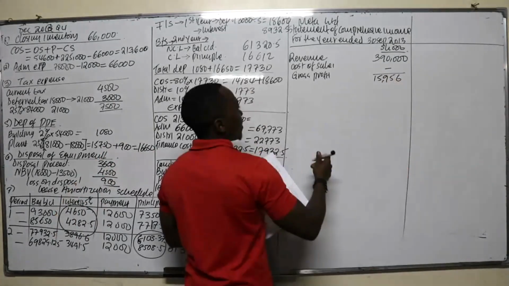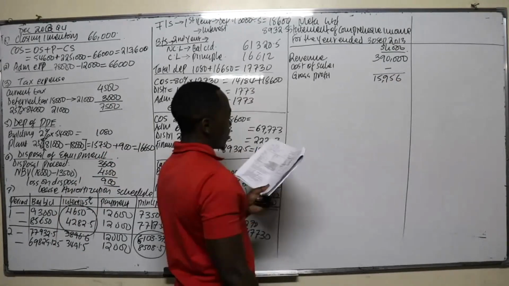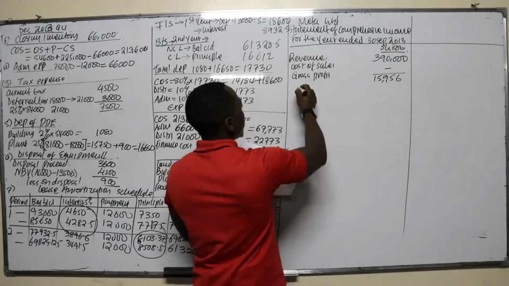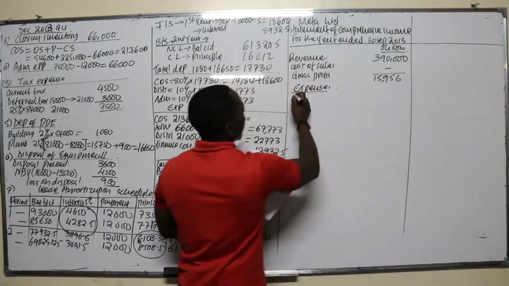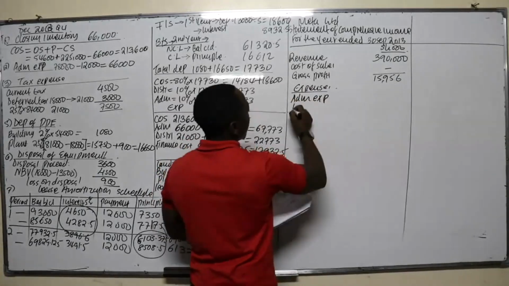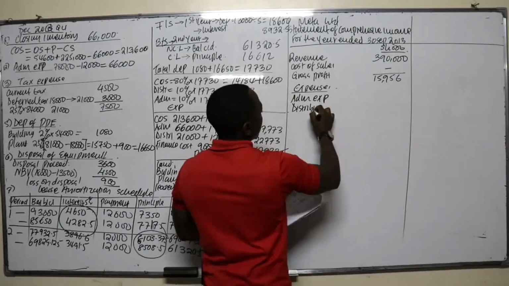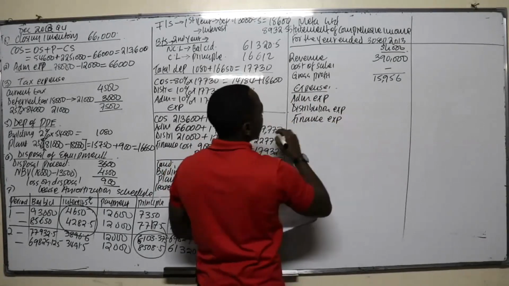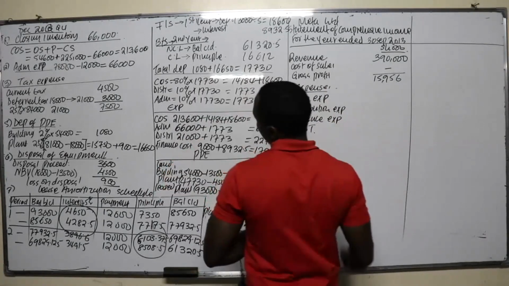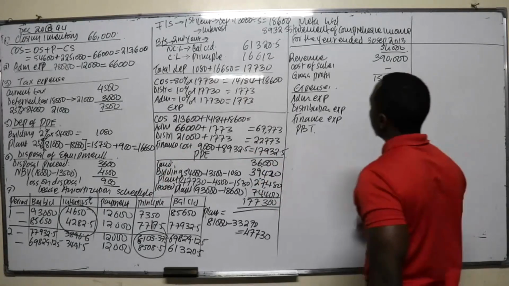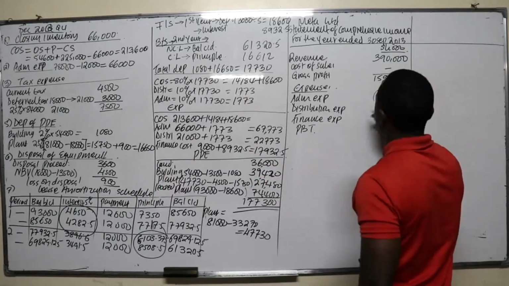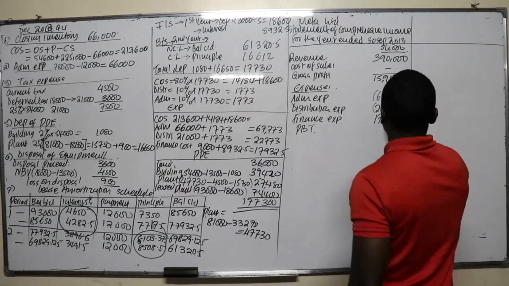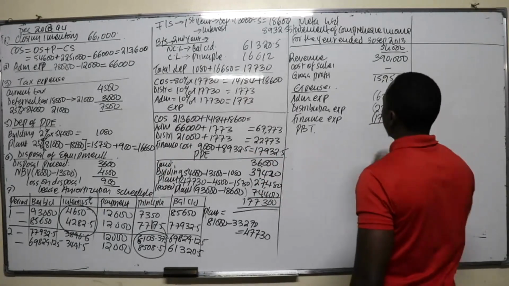Do you have any other incomes? Confirm whether you have other incomes. Don't have any other income, so therefore we deduct expenses. Expenses we have administrative expenses, distribution expenses, then we have finance expense. That's how we get the profit before tax. So admin expenses 67,773. We have 22,773. Then we have 17,932.5. So give me the profit before tax.